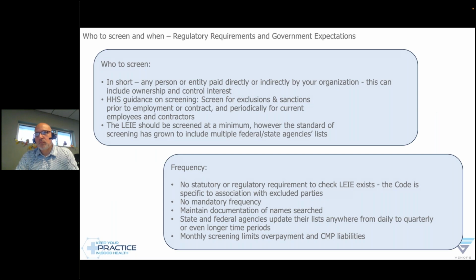Who to screen and when? Regulatory requirements, government expectations. We've gone through how those exclusions occur, how those sanctions occur. Who to screen, in short, it's like I alluded to, anyone or entity that is paid directly or indirectly. This surprises a lot of folks when it comes to contracted physicians, for example. A good document to review on this, and it's not on the screen, would be the self-disclosure protocols that would be activated if an exclusion were ever to be discovered in your organization.